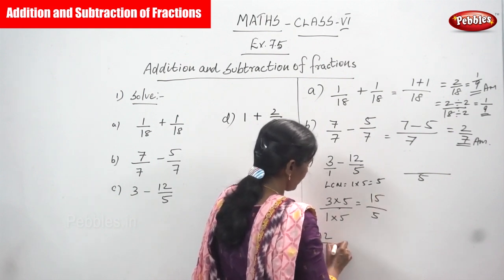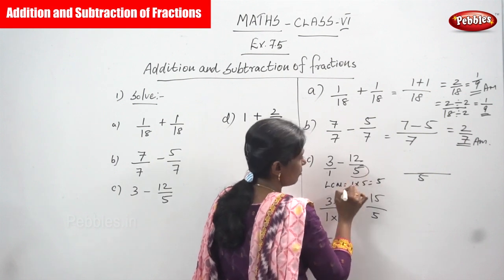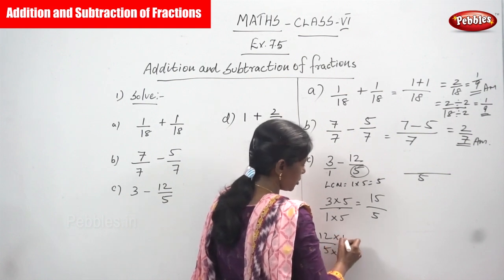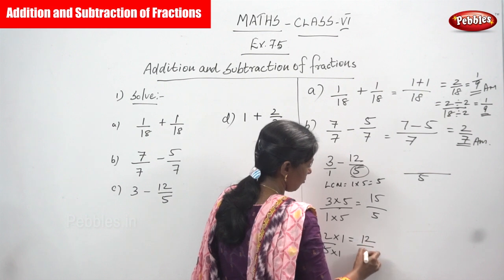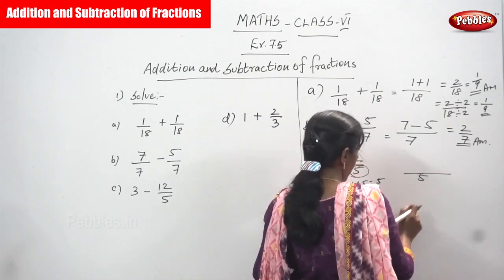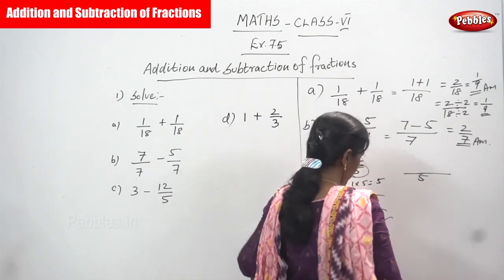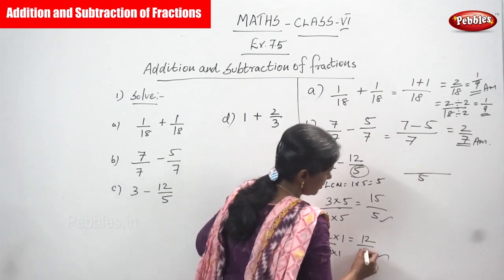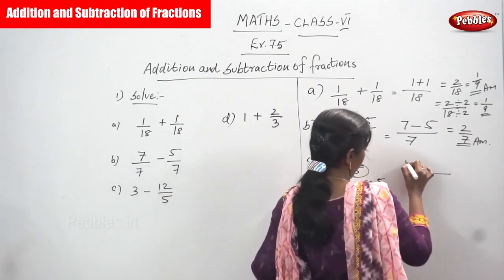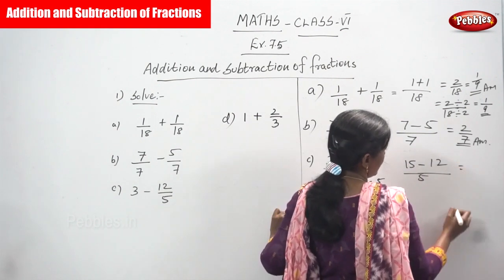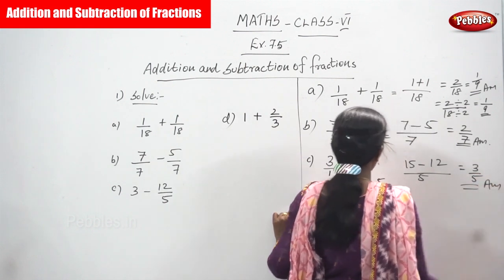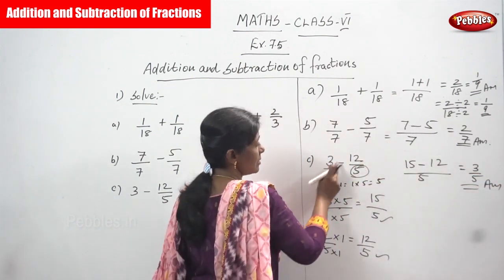Okay, next is 12 by 5. The denominator is already 5, so you have to multiply by 1. If the denominator is multiplied by 1, the numerator is also multiplied by 1. So 12 by 5. The common LCM is 5. Now both the denominators are similar, so you have to subtract only the numerator. The numerator is 15 minus 12. So the answer is 3 by 5. So 3 by 5 is the right answer for the question, because here 3 is a whole number.